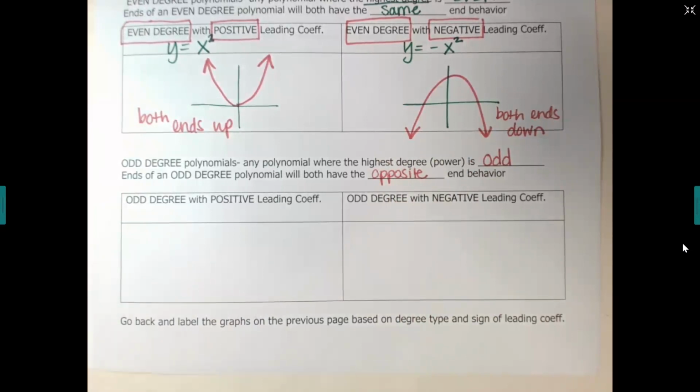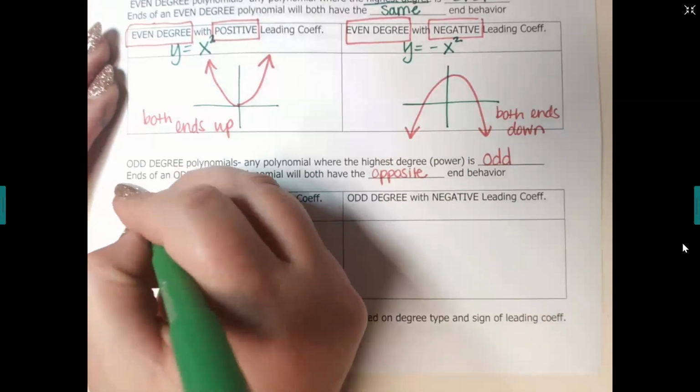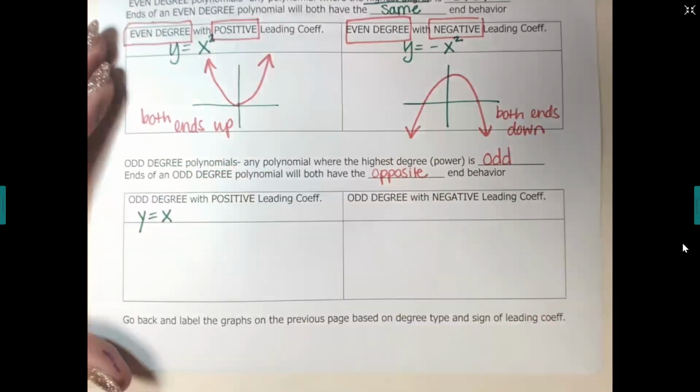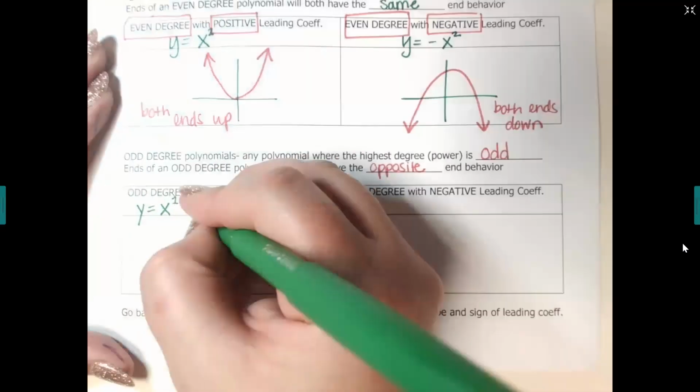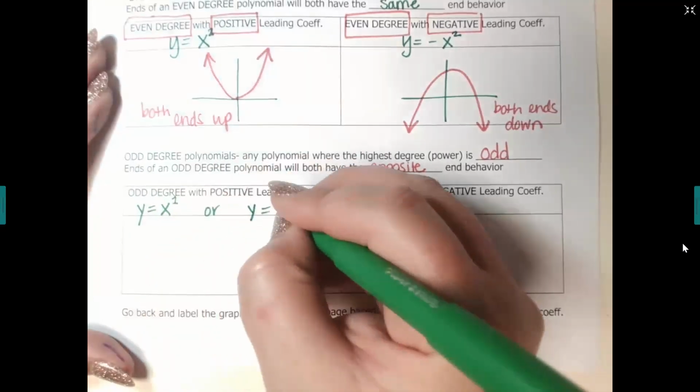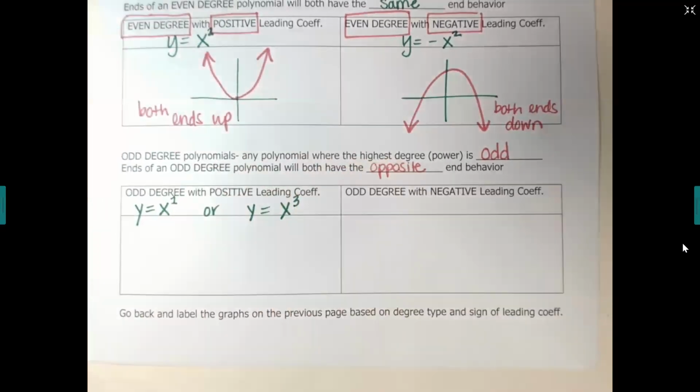So I'm going to give you two odd degree equations that we looked at over the last 2 weeks. The first one I'm going to give you is going to be regular x. Now you're probably thinking, well, where's the odd number? Remember, x is the same as x to the 1. Another odd number would be x to the 3. Both of those are odd, and we've been looking at those graphs all last week.